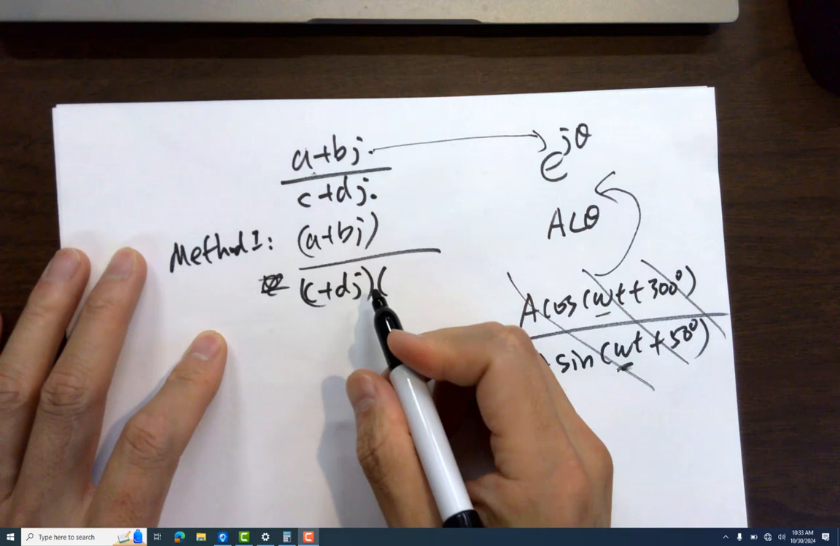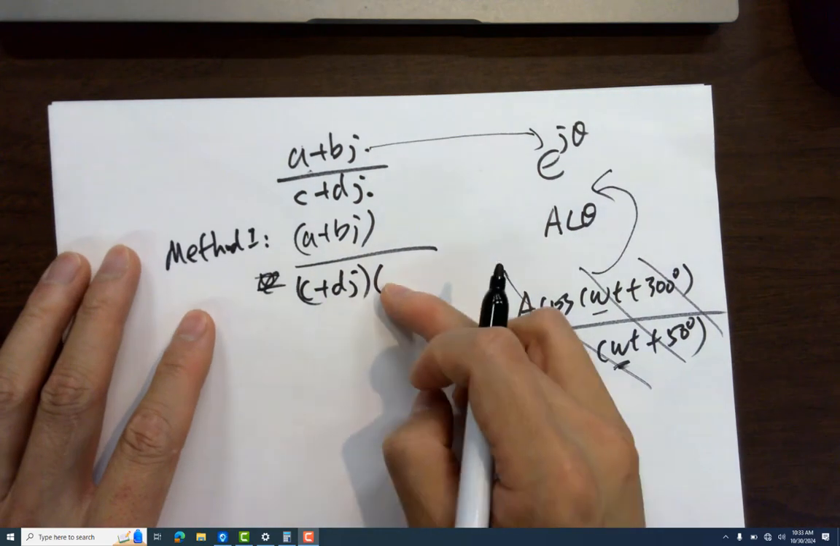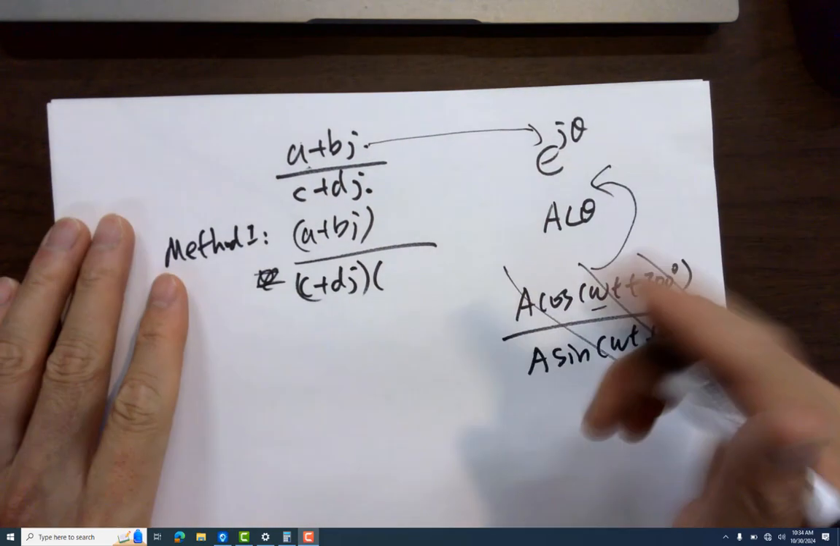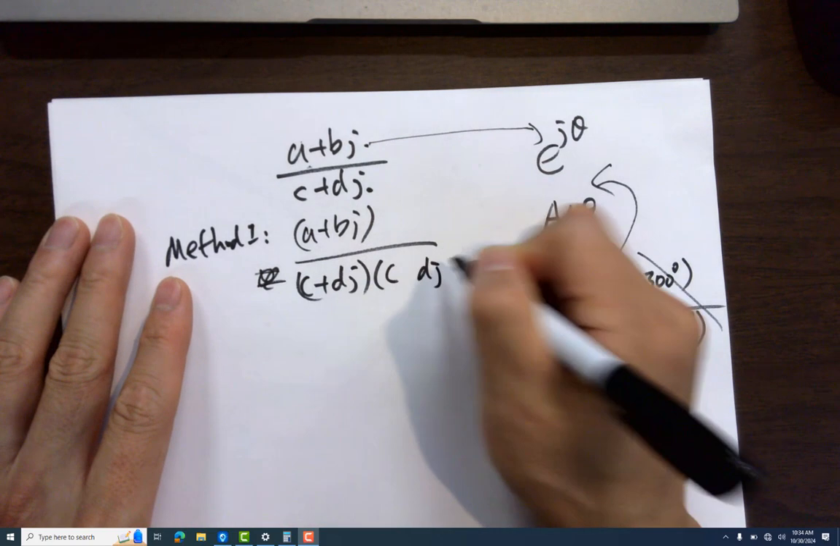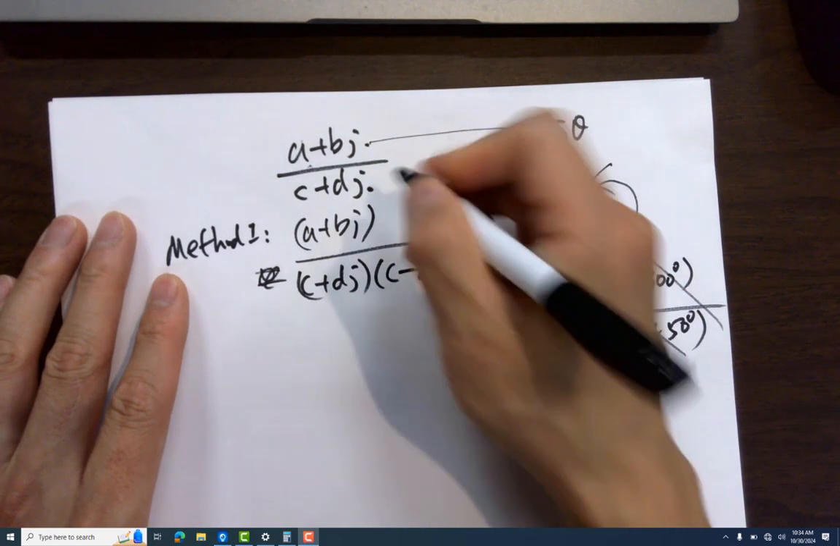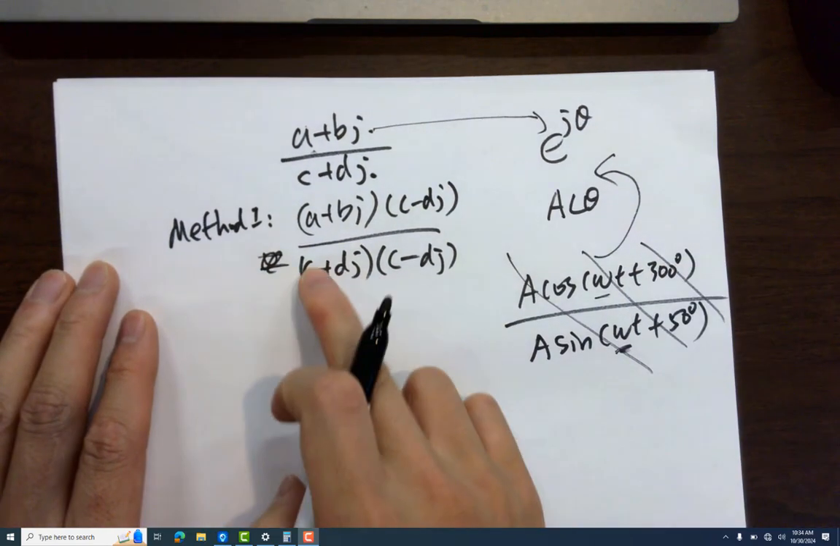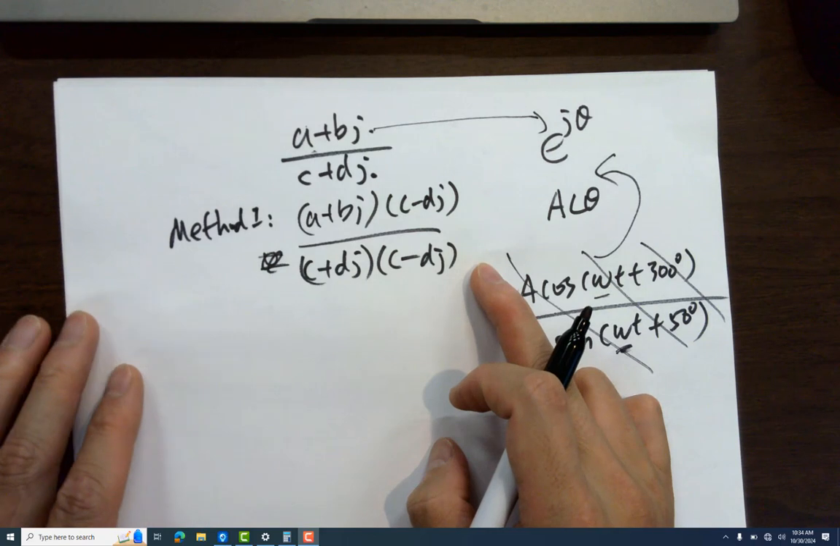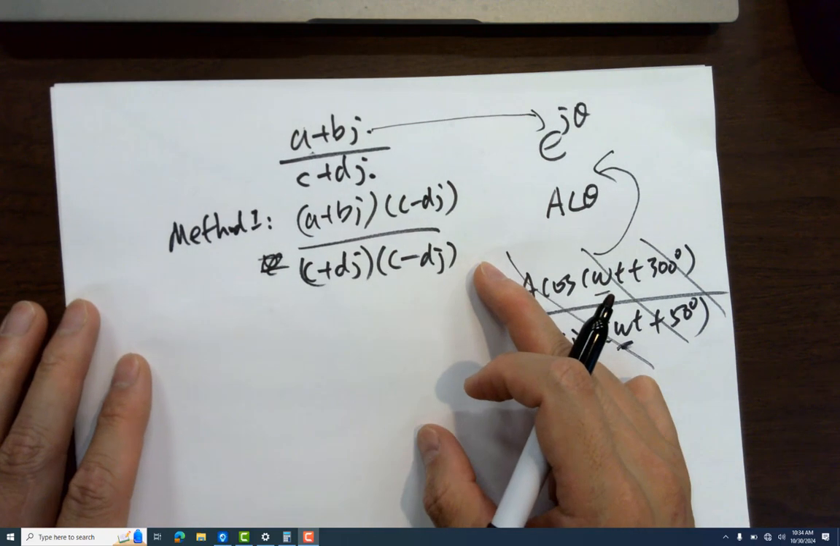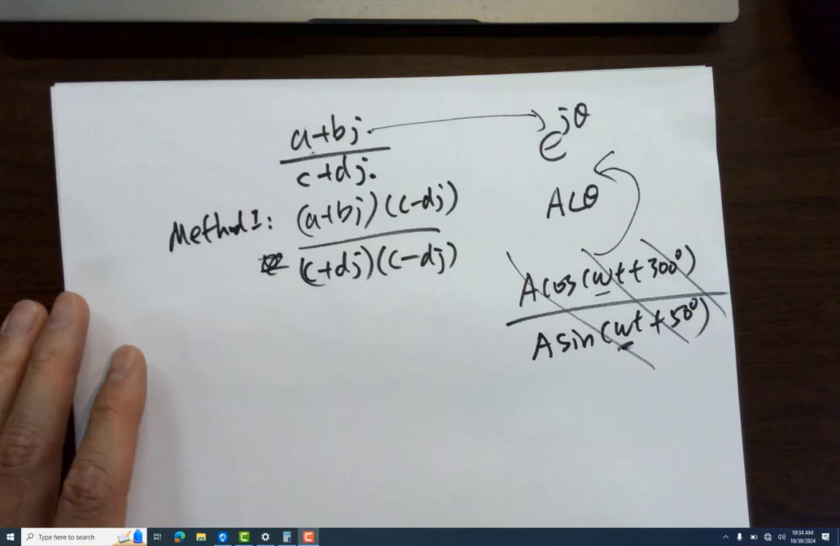Method 1 I just introduced. C plus dj times what? C minus dj. Top and bottom is not changing the value, but however you can convert the denominator to a constant. That's method 1. Okay? So in a rectangular form, you can do it without any problems.